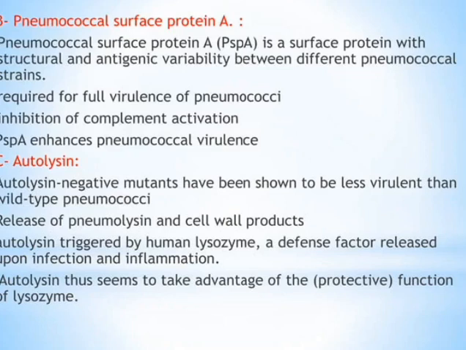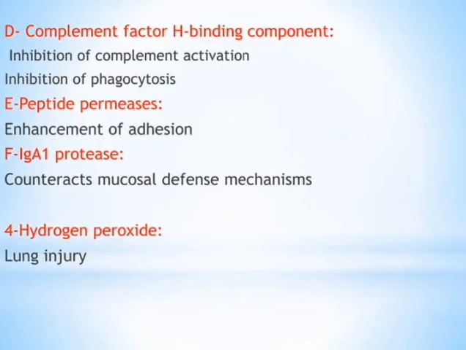Autolysin causes release of pneumococci and cell wall products. Autolysin is triggered by the human lysozyme, a defense factor released upon infection and inflammation. Autolysin thus seems to take advantage of the protective function of lysozyme. Complement factor H binding inhibits complement activation and phagocytosis. Peptide permeases enhance adhesion. IgA1 protease counteracts the mucosal defense mechanism. Hydrogen peroxide causes lung injury.